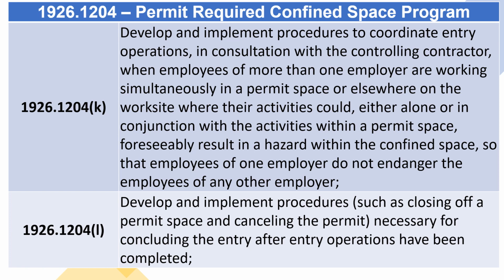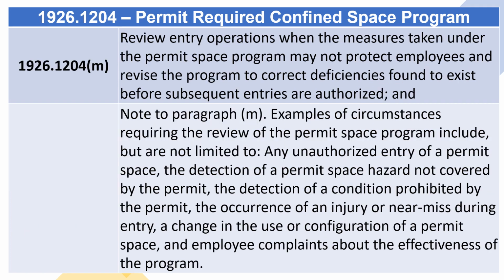1926.1204(l). Develop and implement procedures, such as closing off a permit space and canceling the permit, necessary for concluding the entry after entry operations have been completed. 1926.1204(m). Review entry operations when the measures taken under the permit space program may not protect employees and revise the program to correct deficiencies found to exist before subsequent entries are authorized.